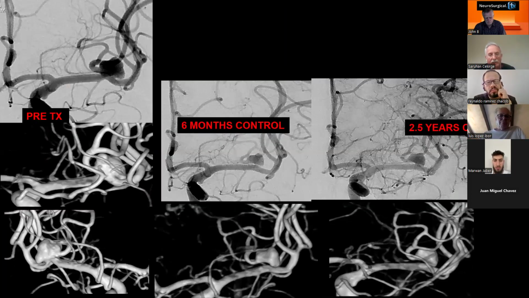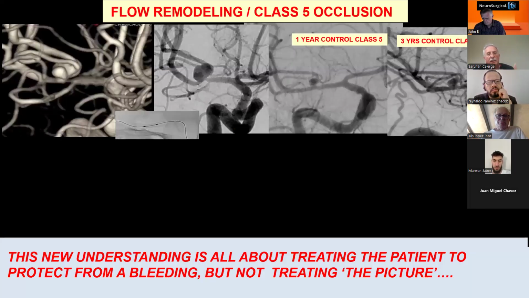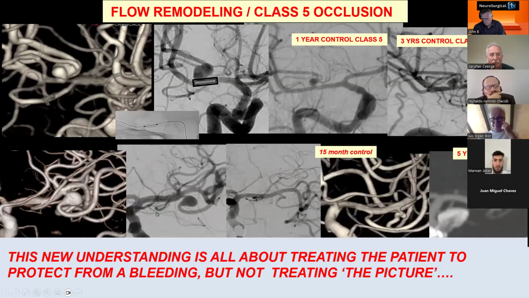This is the other one. 6 months later, aneurysm seems the same. 2.5 years later, aneurysm seems the same. And this is the 8 years follow-up. So this treatment is a new understanding. It is all about treating the patient to protect from bleeding, but not treating the picture. Look at this MCA bifurcation with a trifurcation. How are you going to clip this? Not easy, right? So 1 year follow-up and 3 years follow-up. This is the class 5 stable flow remodeling.